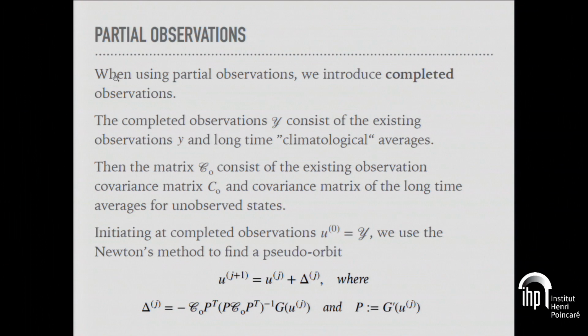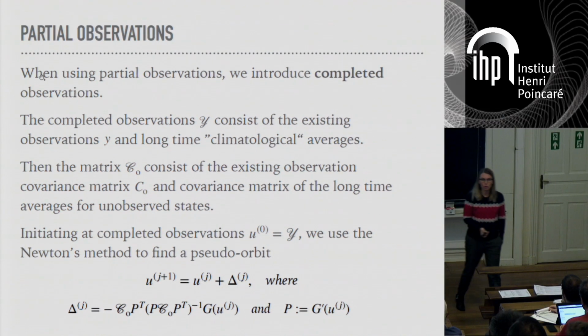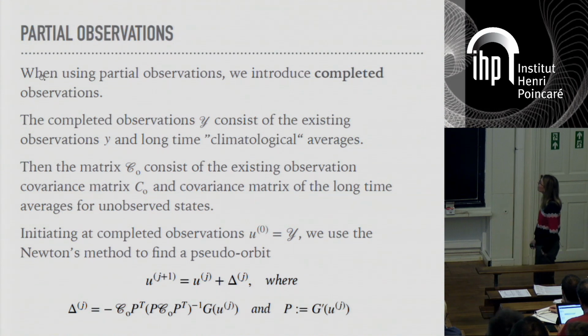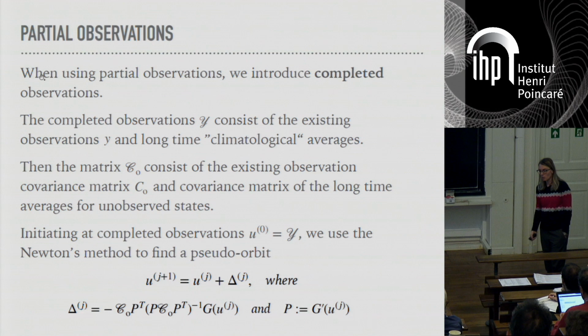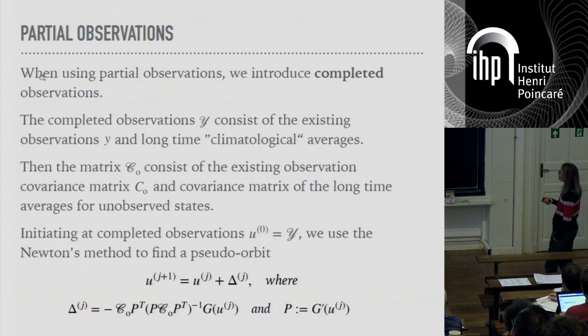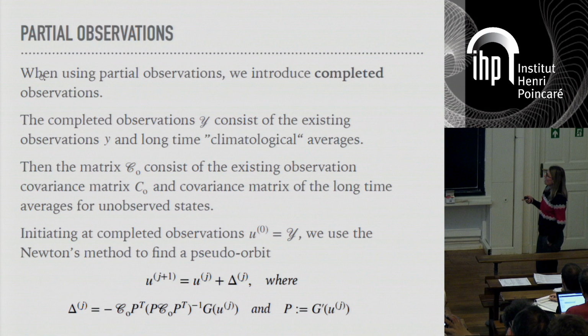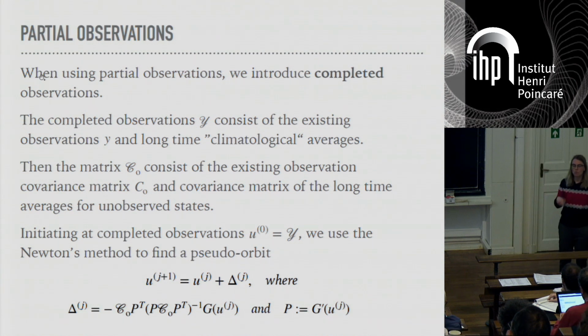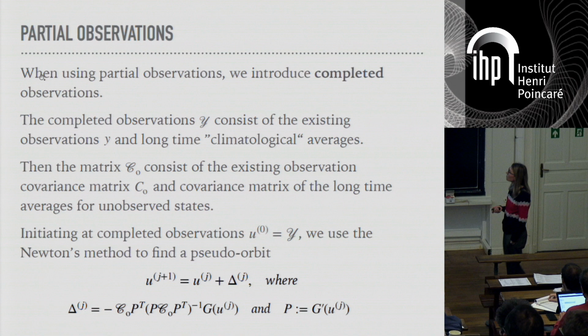Now I would like to talk about partial observation, because that's the whole point of data assimilation: to reconstruct the variables that we do not observe. So we introduced complete observation. It has also been done for PDA. What does it mean? I will call it curly Y. This curly Y consists of the existing observations and any type of initial guess for the variables that we do not observe. It could be either an initial guess or climatological averages. It's just a matter of choice.